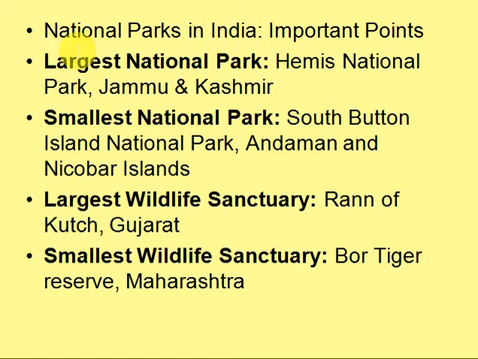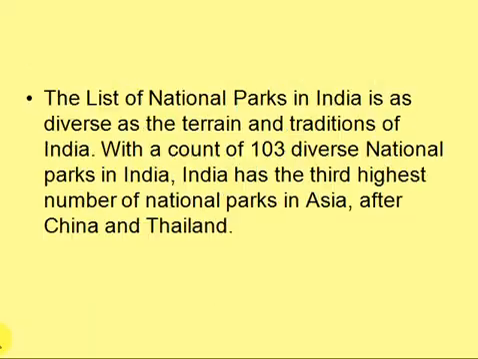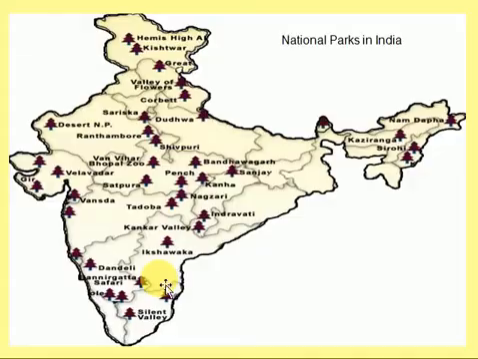Now, one more important thing, facts you should remember about national parks in India. The largest national park is Hemis National Park, Jammu and Kashmir. The smallest national park is South Button Island National Park, Andaman and Nicobar Islands. The largest wildlife sanctuary is the Rann of Kutch, Gujarat. One of the smallest wildlife sanctuaries is Bor Tiger Reserve, Maharashtra. So here you have the national parks and wildlife sanctuaries in different parts of the country. One by one, I will be discussing these national parks.